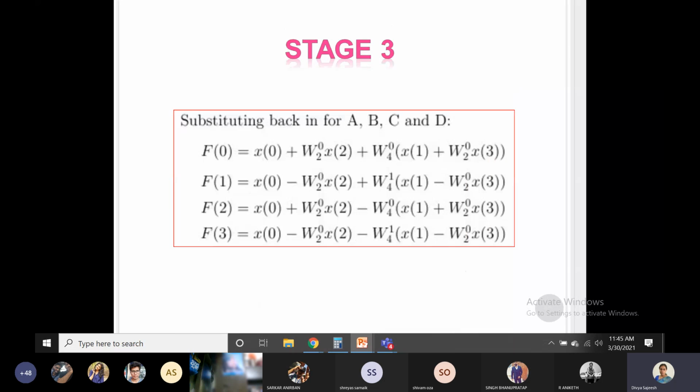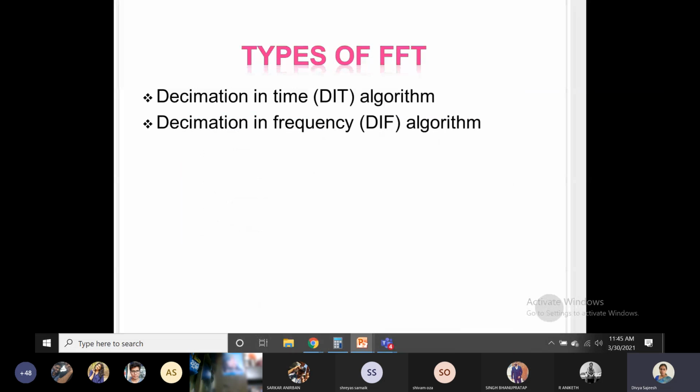So let us take an example and obtain the DFT for a sequence. Now the FFT is of 2 types, decimation in time and decimation in frequency. DIF is meant for obtaining the inverse DFT. From the frequency domain, if we need to convert the elements into the time domain, then we will go for DIF, and from the time domain to the frequency domain, we will use DIT. That is the difference between DIT and DIF.